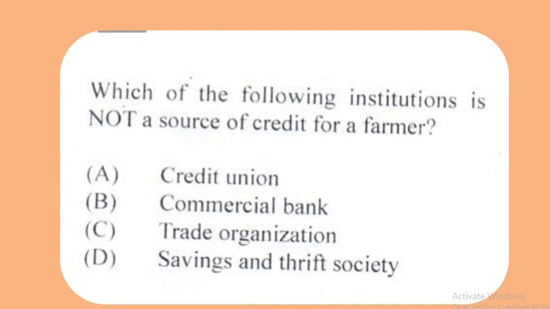Which of the following institutions is not a source of credit for a farmer? Is it credit union? Is it commercial bank? Is it trade organization? Is it savings and thrift societies? And the answer is trade organization.